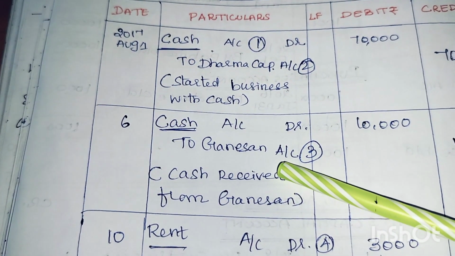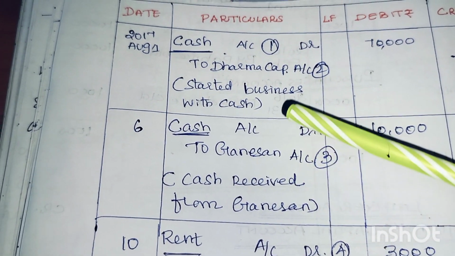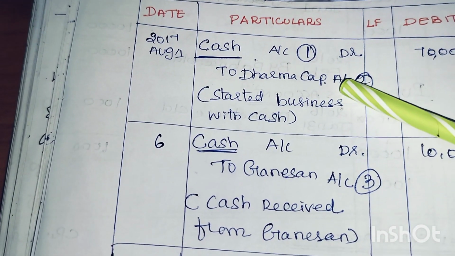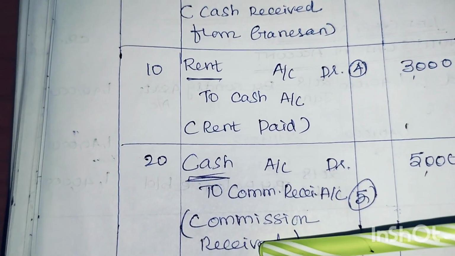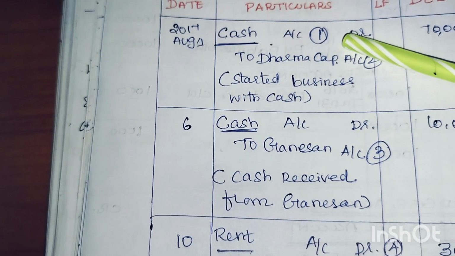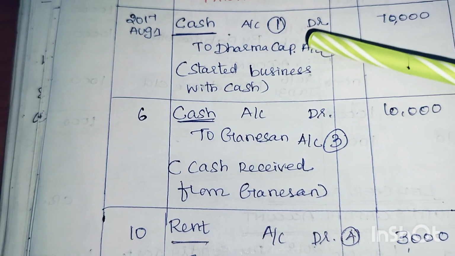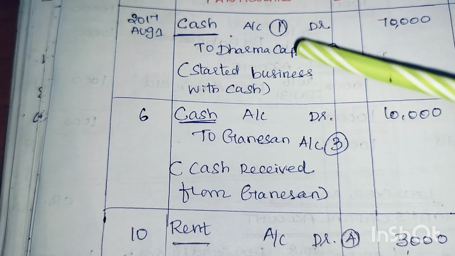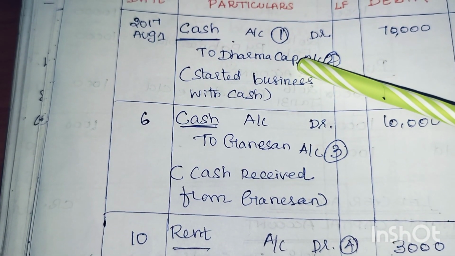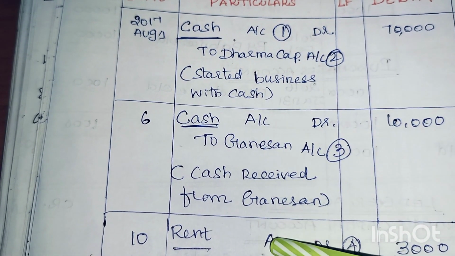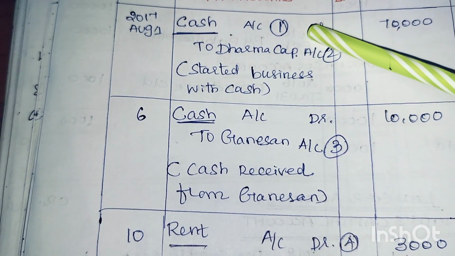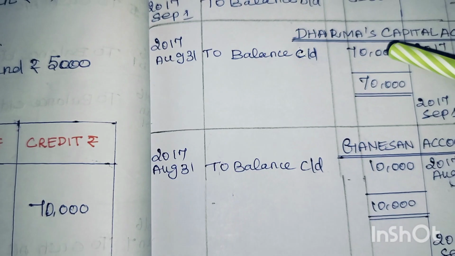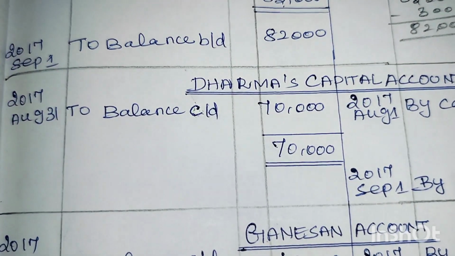What is the next account we are going to post in the ledger? That is Dharma's capital account. How many Dharma's capital transactions appear here? We need to check. There is only one. Only one Dharma's capital transaction appears. So we are going to open Dharma's capital account in the ledger.